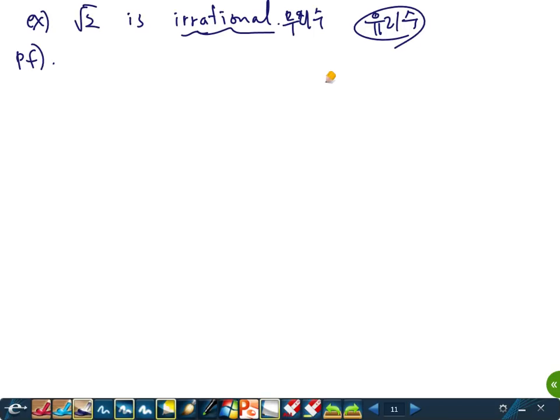Yeah, so it's a real number that can be written as a quotient of two integers, right? So suppose that this is not the case. Suppose not. In a full sentence, it should be like this: suppose that square root of 2 is not irrational.